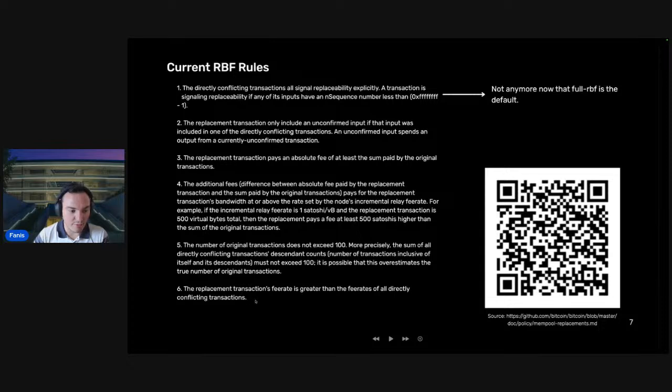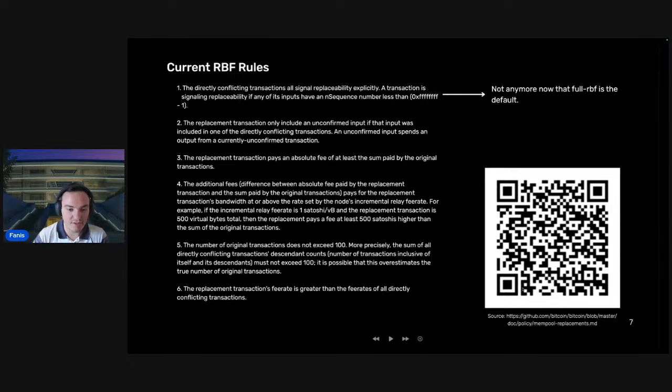And of course, it means that the fee rate of the replacement transaction... Oh, actually, it's a bit different. It's the fee rate of the replacement transaction must be greater than the fee rate of all directly conflicting transactions. So that's a bit different than what I was alluding to, because what I was alluding to was rule 3, actually. So you can find the source here if you want.